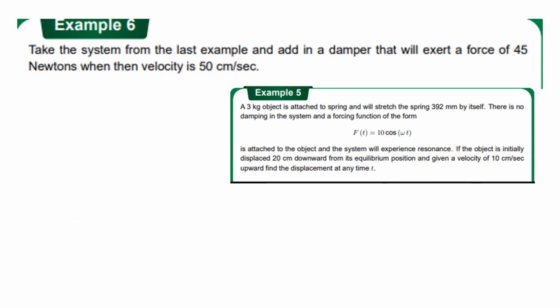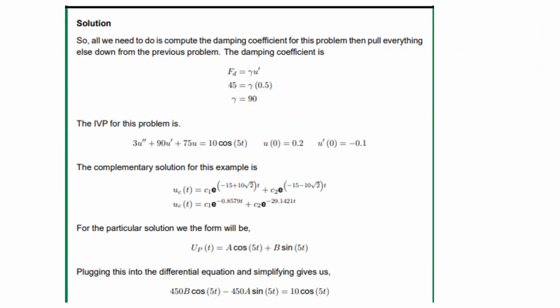So here's an example. Take the system from the last example, which is repeated here. But this time we're adding a damper that will exert a force of 45 newtons when the velocity is 50 centimeters per second. Now please give it a go. Let's see how you did. Okay, so FD is gamma u prime. So 45 is equal to gamma times 1/2, and so gamma is 90. And so that means we end up with this problem.